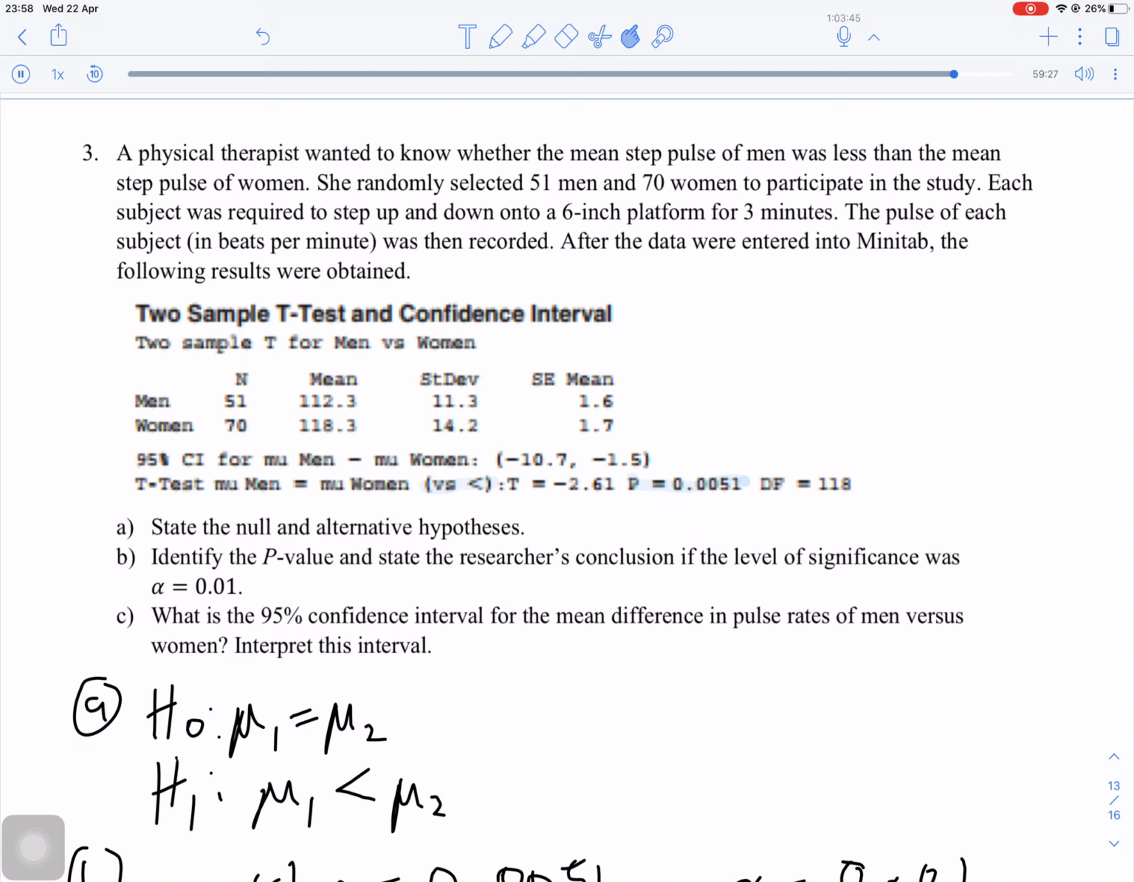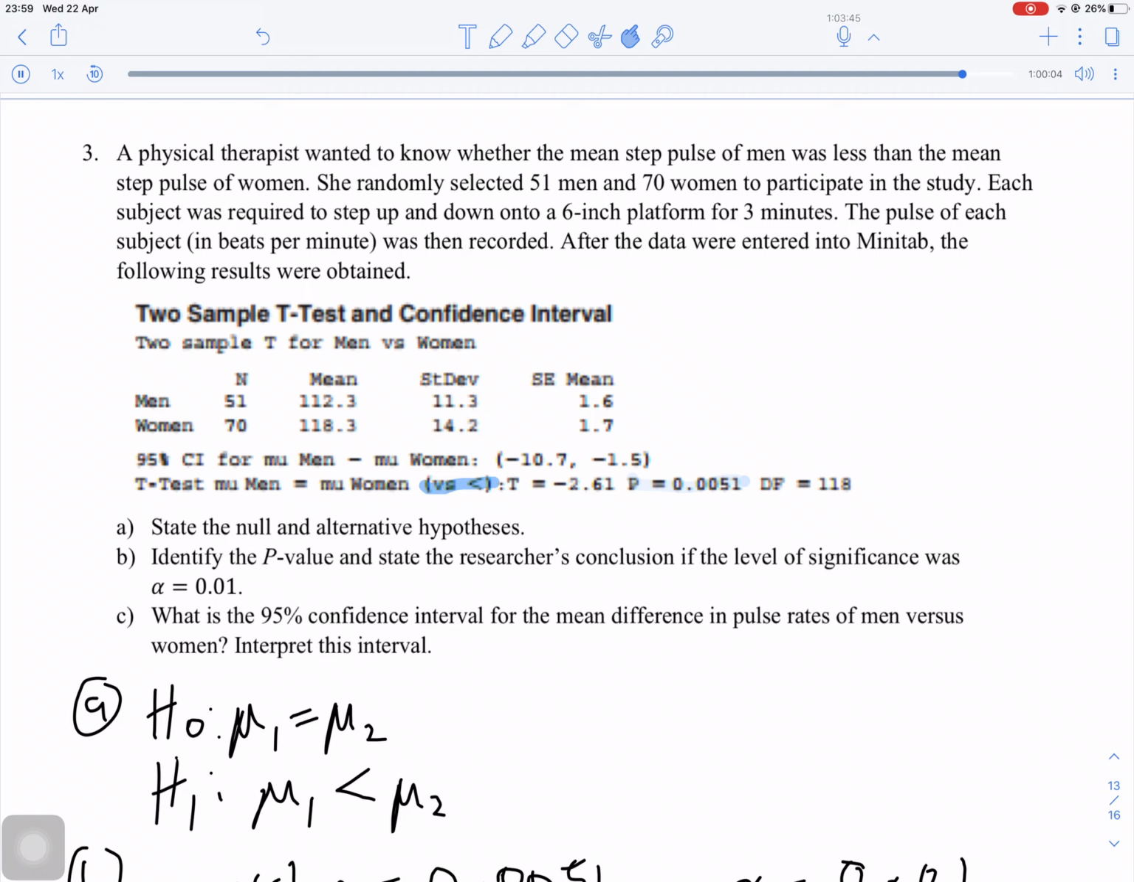But to find the alternative hypothesis, you realize that in the image, now you see where they have T test, the last sentence in the image. So T test mu men equals mu women, and then in brackets versus less than. So this sign versus less than gives an indication of what they are trying to do. So it means, because you have less than, then it means mu1 is less than mu2. Okay, mu1 is less than mu2.